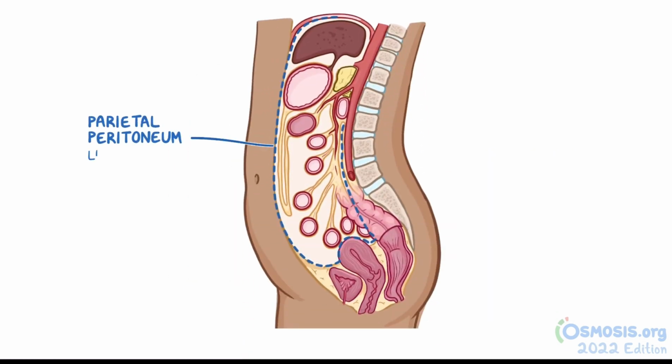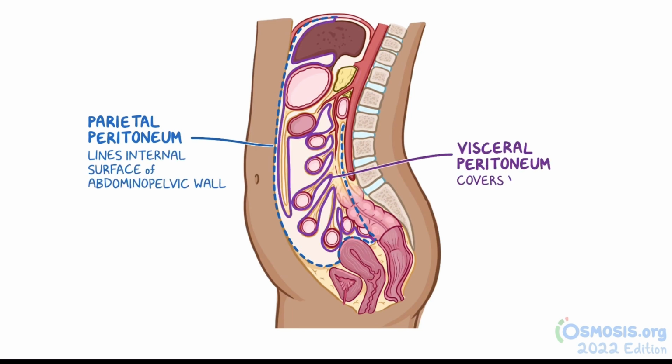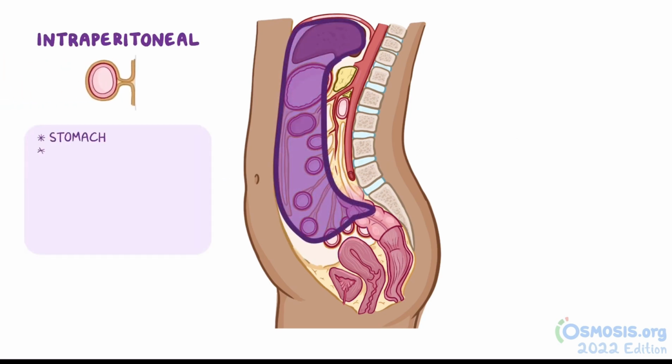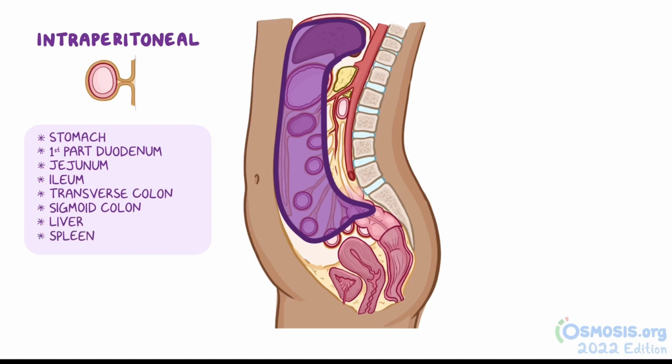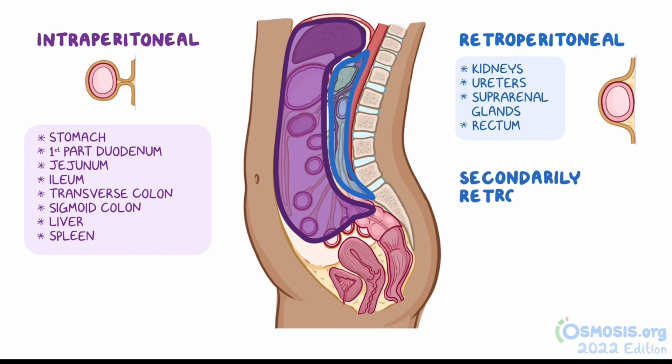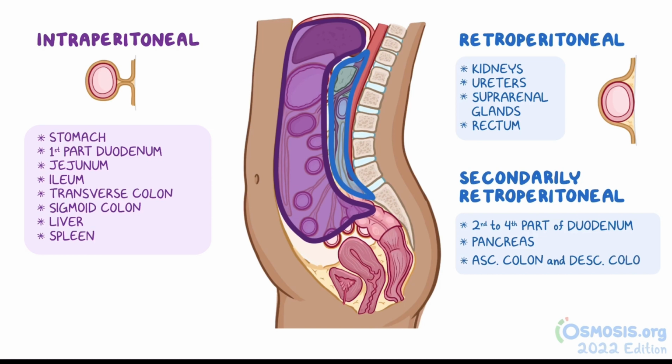Alright, as a quick recap, the parietal peritoneum lines the internal surface of the abdominopelvic wall, while the visceral peritoneum covers the viscera. Intraperitoneal organs include the stomach, first part of the duodenum, jejunum, ileum, transverse colon, sigmoid colon, liver, and spleen. Retroperitoneal organs include the kidneys, the ureters, the suprarenal glands, and the rectum. Secondarily retroperitoneal organs include the second to the fourth part of the duodenum, the pancreas, the ascending colon, and descending colon.